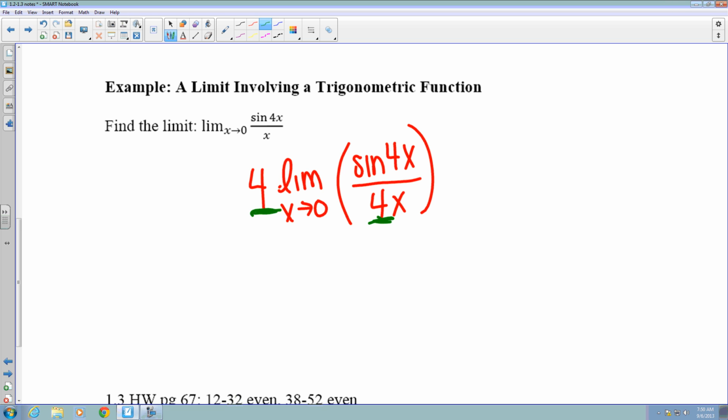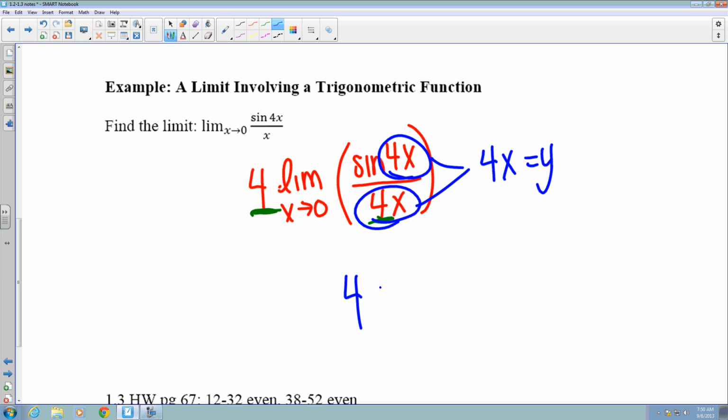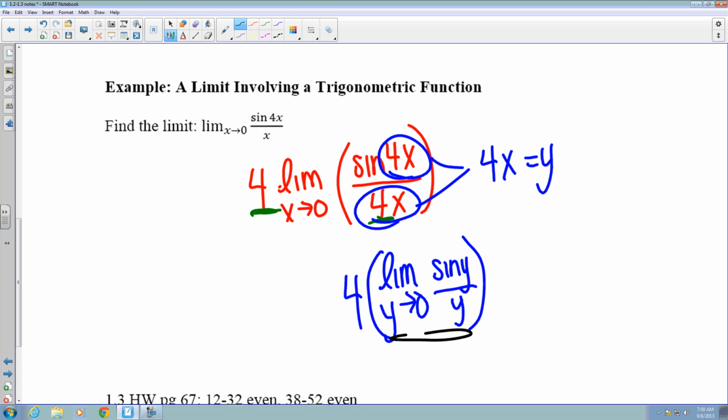Now we're going to take this term 4x, and we're going to turn that into y, because 4x wasn't one of our special trig forms. We just wanted one term there. So if we're going to use y instead of x, we need y approaching 0 of sine of y over y, because if we have that, this whole thing is 1. So then we have 4 times 1, which is 4.